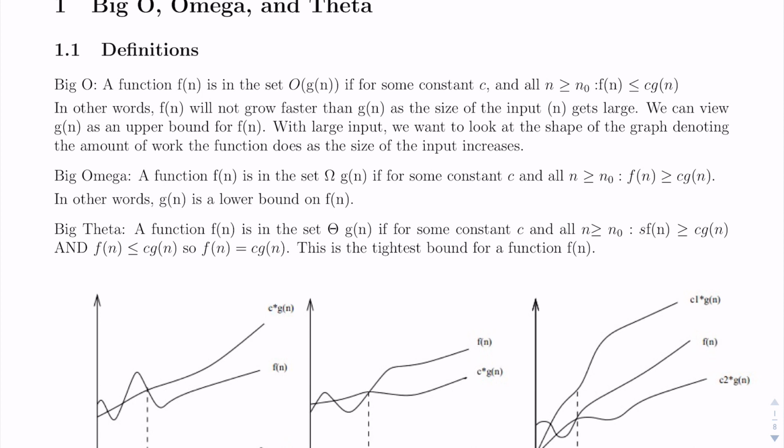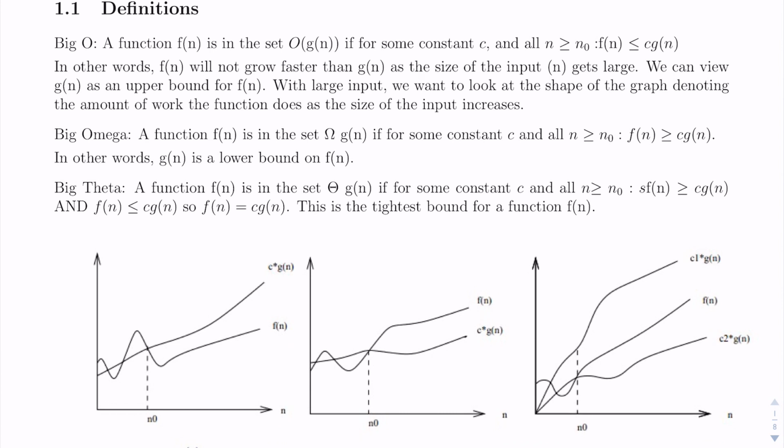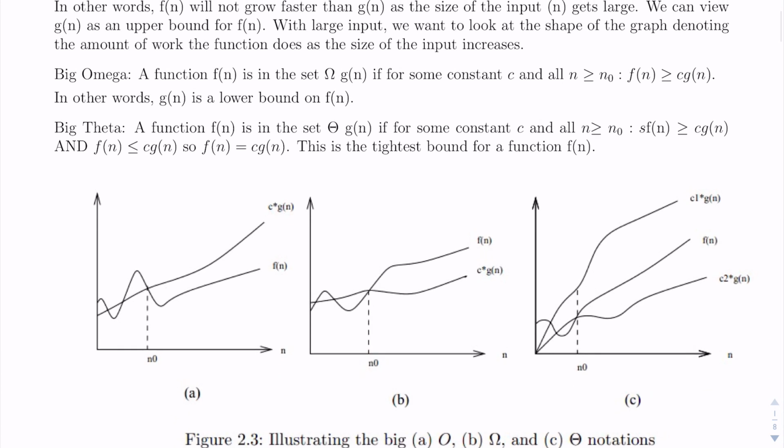definitions. So we can say a function f of n is in the set big O of g of n if for some constant c and all n greater than n naught, f of n is going to be less than or equal to the constant c multiplied by g of n. That sounds like kind of formulaic gibberish, but in other words, we know that the function f of n will not grow faster than g of n as the size of the input, denoted by n, gets large. So for big O, we can look at that as an upper bound on a function. So that is denoted in this figure.